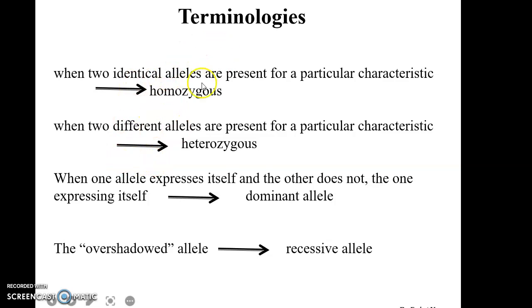When there are two identical alleles, they will express themselves, and there will be no doubt about the phenotype. But when there is a different allele, or heterozygous condition, then there will be dominance or recessiveness. When one allele expresses itself and the other doesn't, the allele which is expressing itself is known as the dominant allele, while the other, whose expression has been overshadowed, is known as the recessive allele.